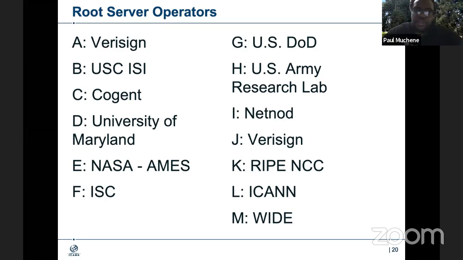NetNode, which is based in Sweden, has transitioned from NodeUnet to maintain the I label. In Europe, you have the RIPE NCC, which is equivalent to AFRINIC, but they serve the European region. ICANN maintains the L label, and Bob will talk more about that. And WIDE is an academic project in Japan.